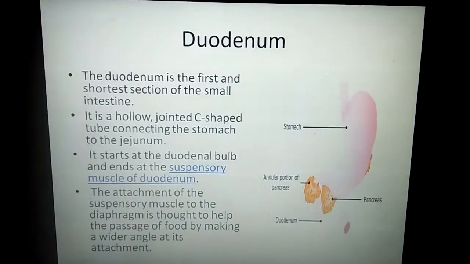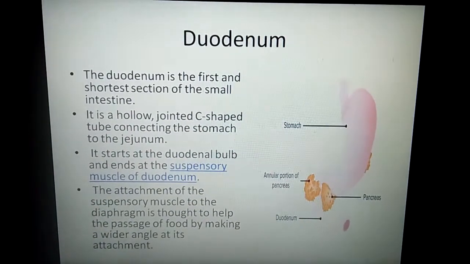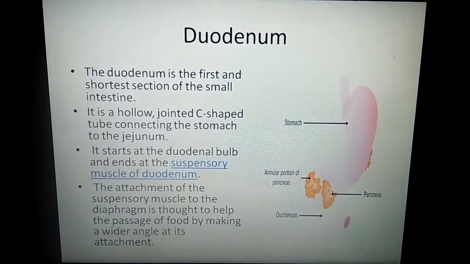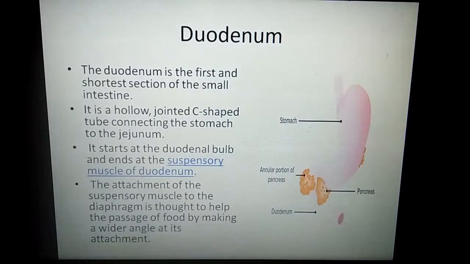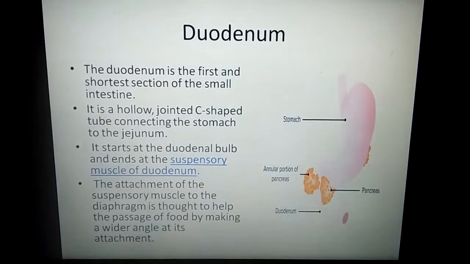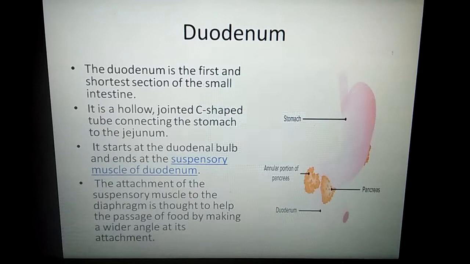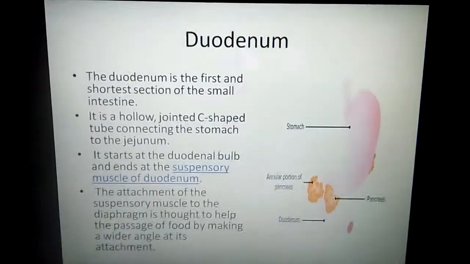The duodenum is the first and shortest section of the small intestine. It is a hollow, jointed C-shaped tube connecting the stomach to the jejunum. It starts at the duodenal bulb and ends at the suspensory muscle of the duodenum. The attachment of the suspensory muscle to the diaphragm is thought to help the passage of food by making a wider angle at its attachment.